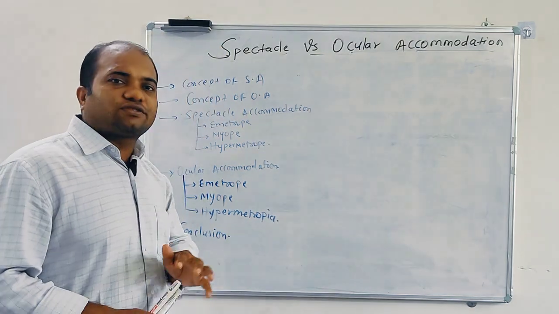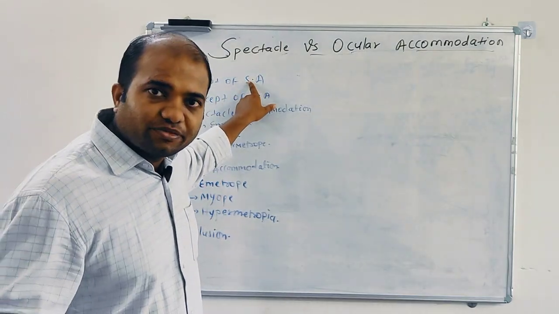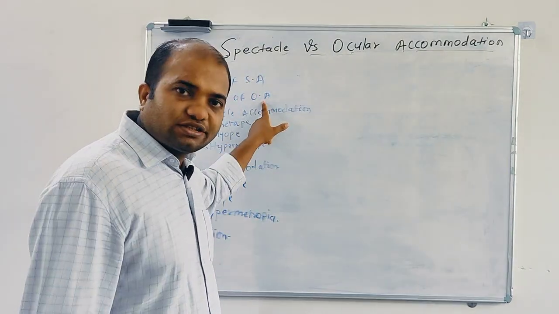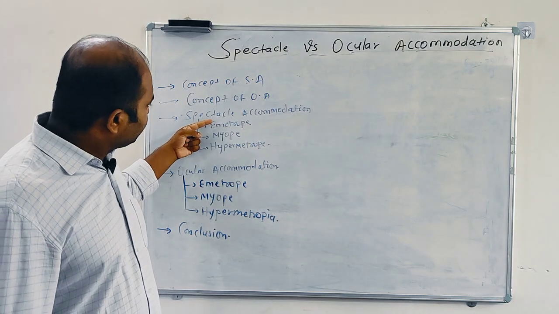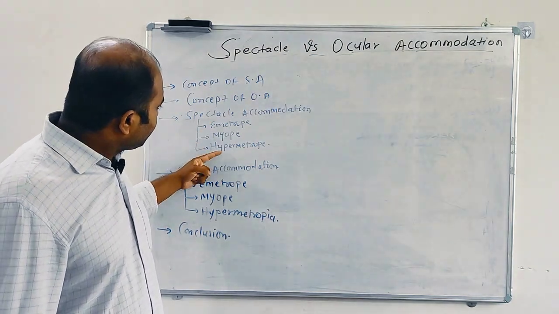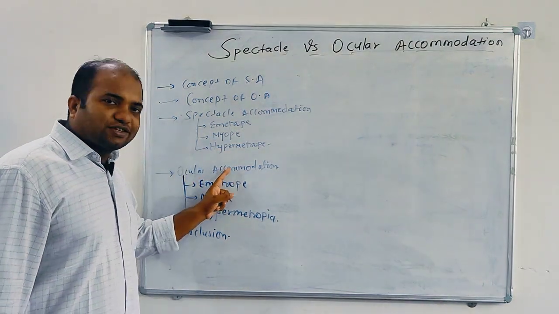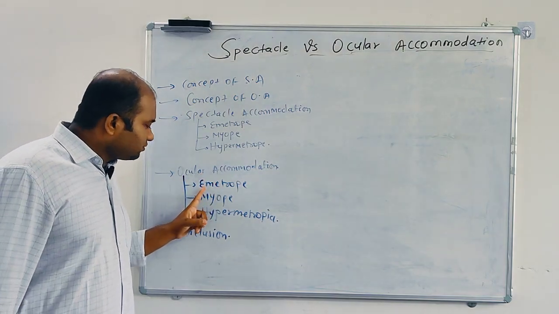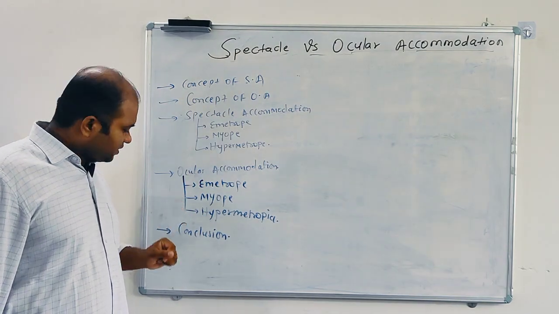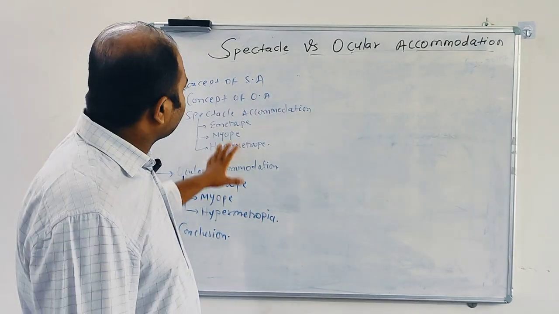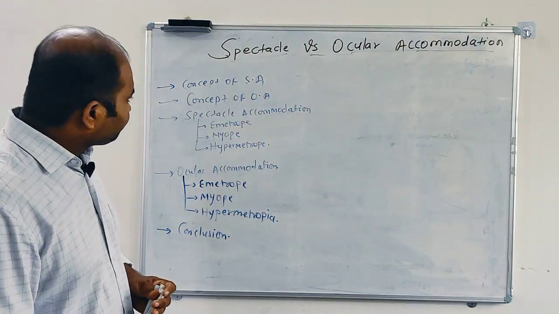So the outline of what you need to study in this is, first we need to build a concept of what is spectacle accommodation, right? And then we have to build a concept of what is ocular accommodation. Then how spectacle accommodation differs in emmetropia, myopia, and hypermetropia. Then again we are going to build a concept on ocular accommodation. This is very important: ocular accommodation in the context of emmetropia, myopia, and hypermetropia. Okay, and then we are going to give some conclusion after all this lecture. So we'll go.